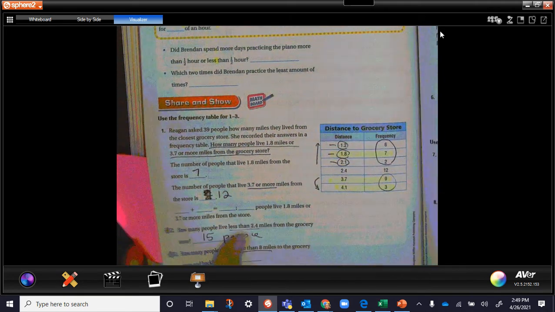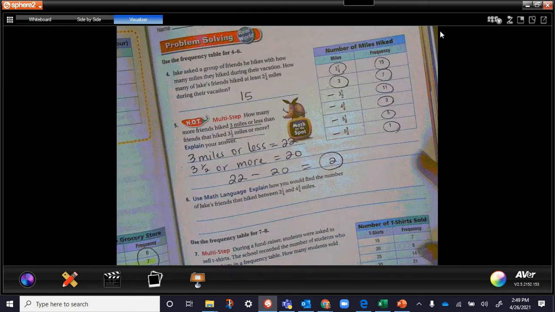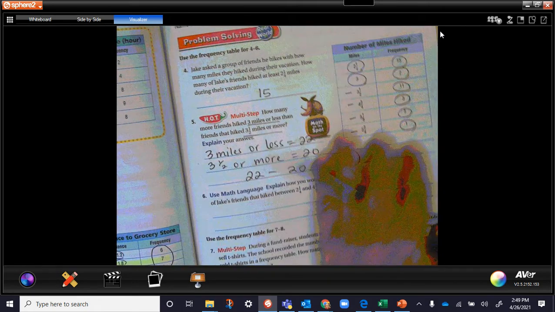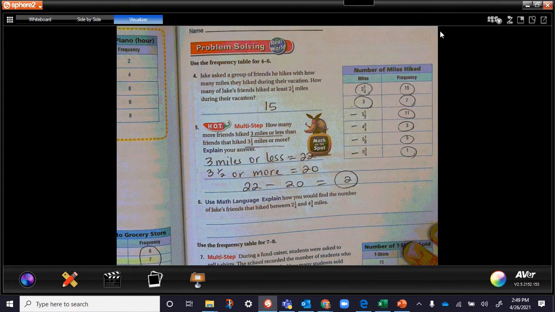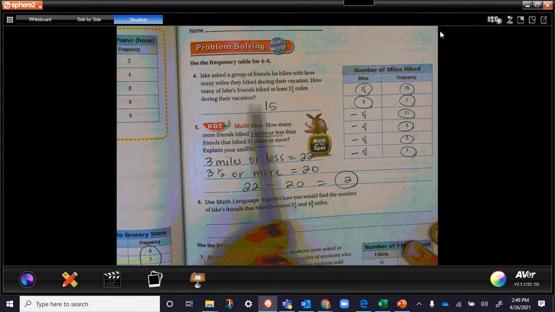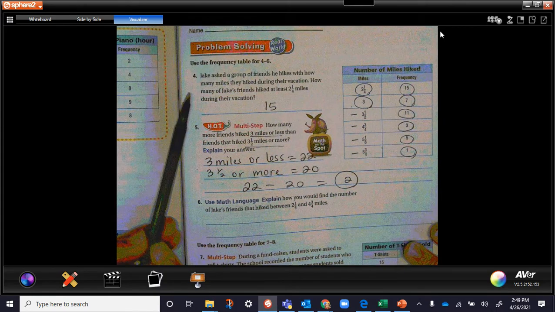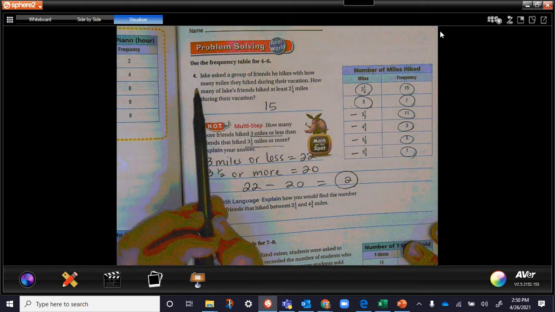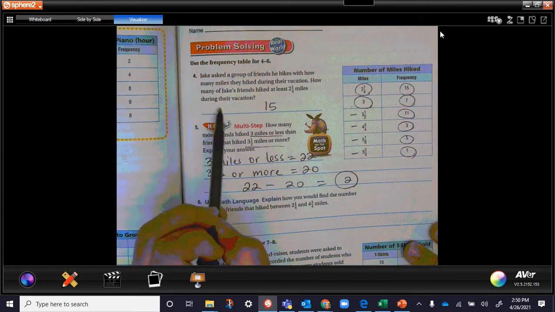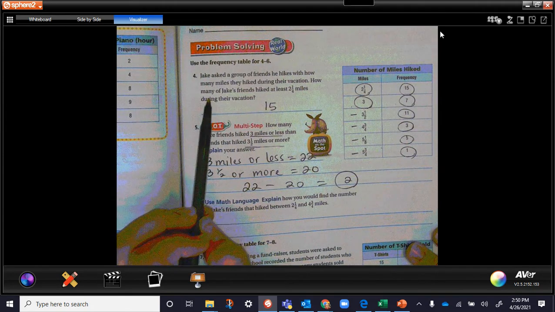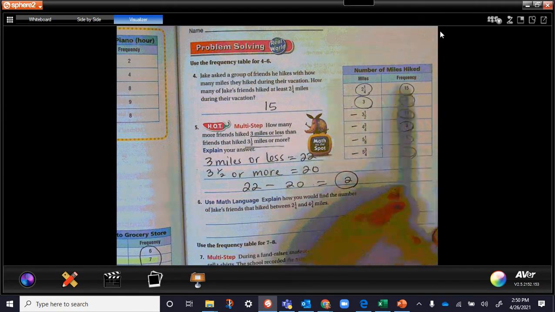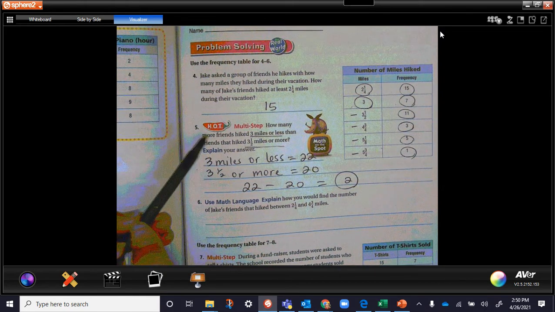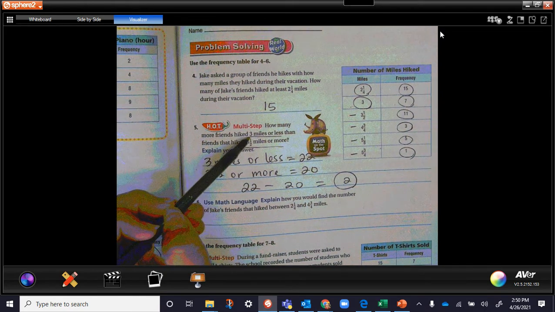All right, then on this one, number 4 and 5, we use this table over here. Jake is asking about miles that people have hiked. It says how many of Jake's friends hiked at least 2 1/4 of a mile. That would be 15.